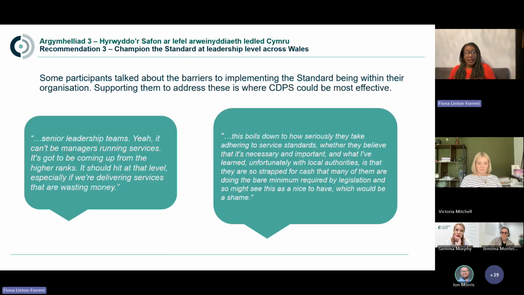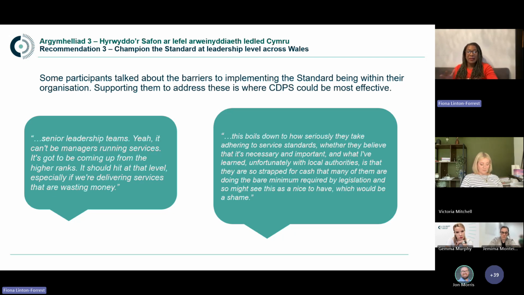So recommendation 3 is about championing the standards at leadership level across Wales. So we think that CDPS could play a role in supporting service teams by raising awareness of the importance of meeting the digital service standard. We heard a familiar story about time pressure and money pressure, and teams were prioritising what they had to do, what was mandated, so accessibility and Welsh language. Meeting the standards isn't mandated, so where meeting them creates more work, they're unlikely to get prioritised.